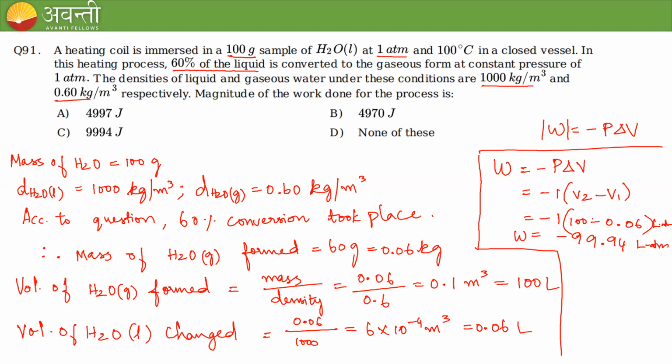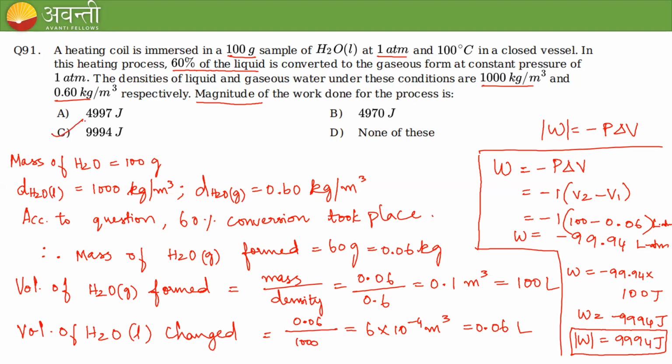Now we have to convert this to joule and see the magnitude. To convert liter atmosphere to joule, multiply by 100. So W is equal to minus 99.94 into 100 joule. This gives minus 9994 joule, and we have to find the magnitude, so take the modulus and it will be 9994 joule. So this will be the correct answer. It is given in option C. Option C is the correct answer.